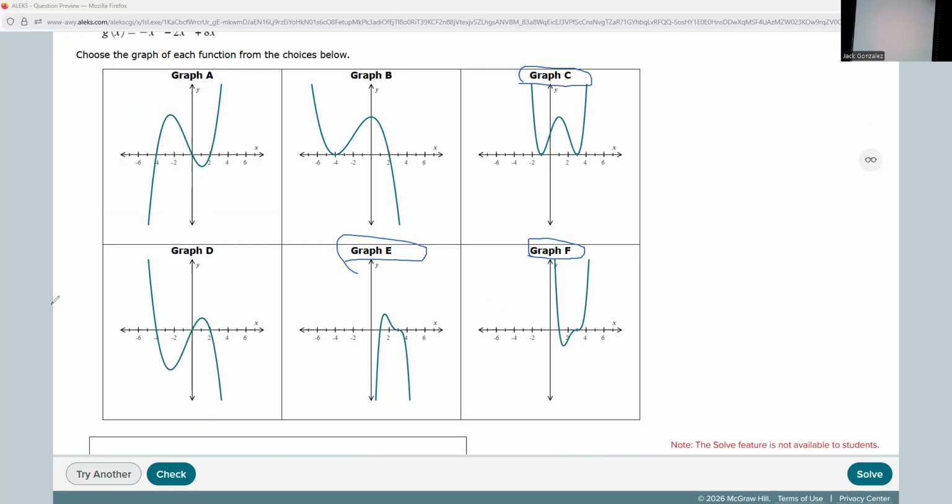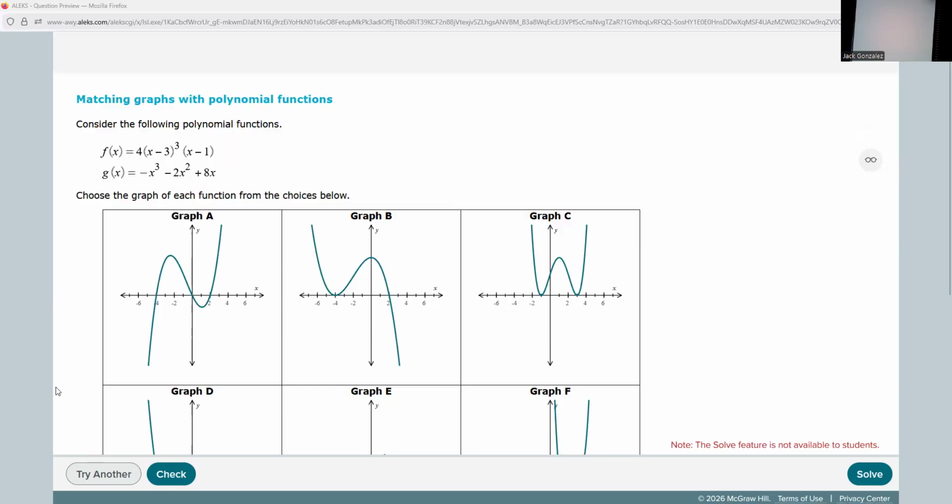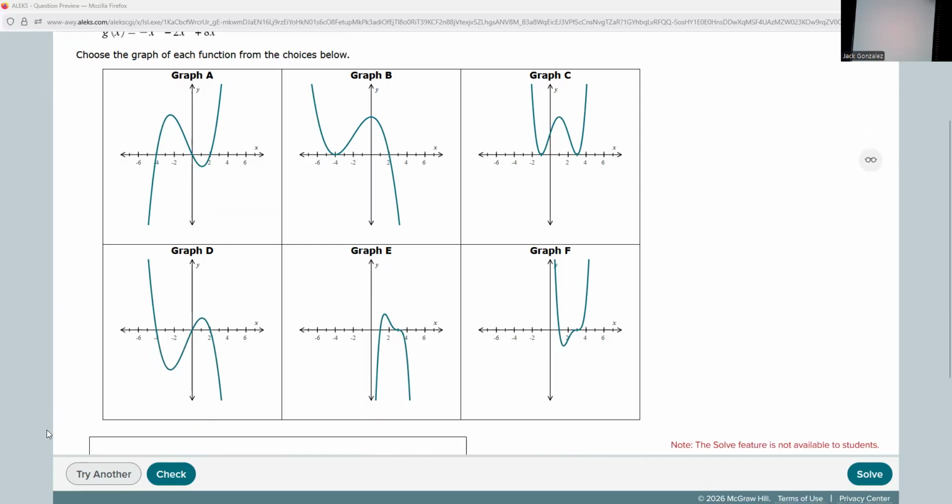Okay. Now, if you were to multiply all these first terms together, the x cubed and 4, like we were talking about in that last example, then it would be positive. So it has to be opening up and parabolic shape. So it has to be C or F. So now we're down to two answers.